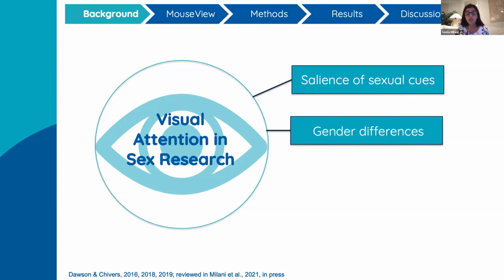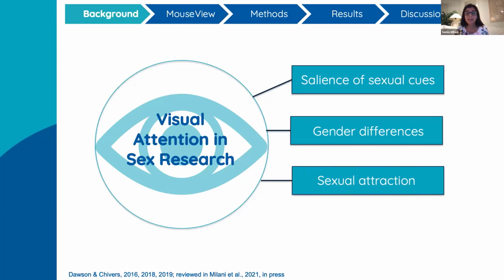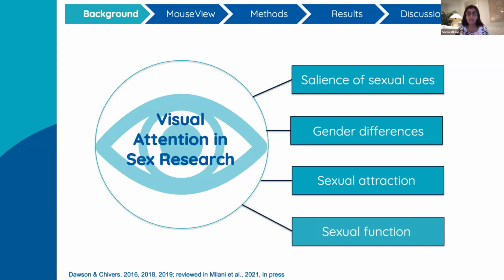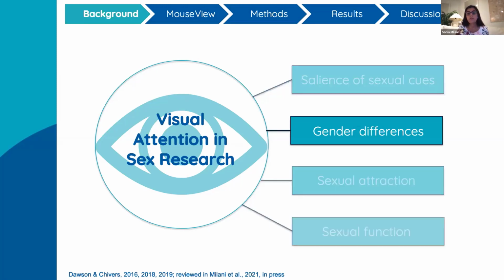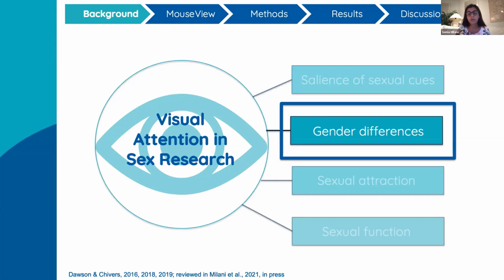Studies have looked at gendered patterns of visual attention. We've examined attention as an index of sexual interest and attraction. And more recently, eye tracking has been used to investigate attentional biases underlying sexual function. So looking at differences in visual attention among clinical populations experiencing sexual dysfunction and healthy controls. And this is just to really demonstrate the utility of eye tracking in sex research. But for the purposes of this presentation, I will briefly go over findings from studies examining gender differences as it is the most relevant for the current study.